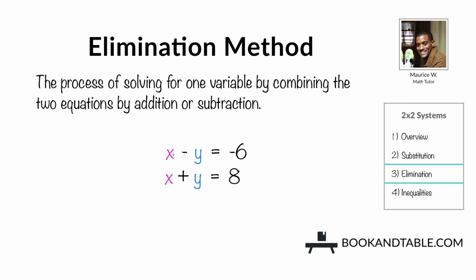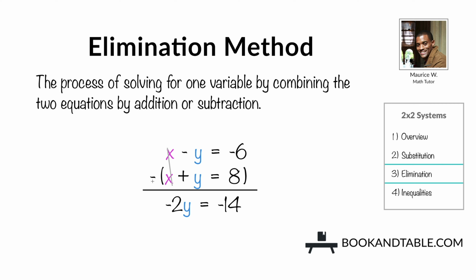So here, since the x's have the same coefficient, positive 1, you'll want to use subtraction since x minus x would be 0, thus eliminating the x and leaving you with just y. Negative y minus y would give you negative 2y. Negative 6 minus positive 8 would give you negative 14. So by subtracting the second equation from the first equation, we got rid of the variable x, and now from here we can solve for y.